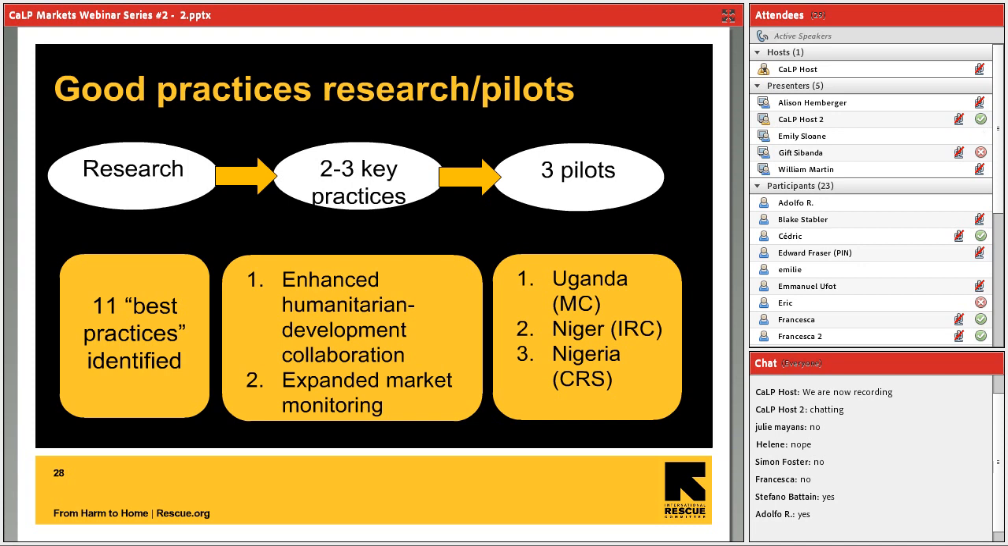And so the practices that we've selected are enhanced humanitarian development collaboration, which I didn't actually speak about just now, but this is something that we speak about all the time, but that we don't actually have a lot of good examples of in practice. And then the second practice is expanded market monitoring, which I will talk about now. I'll give an example of what we're doing. And the pilots, we're doing them in collaboration with Mercy Corps and CRS in Uganda, Niger, and Nigeria.